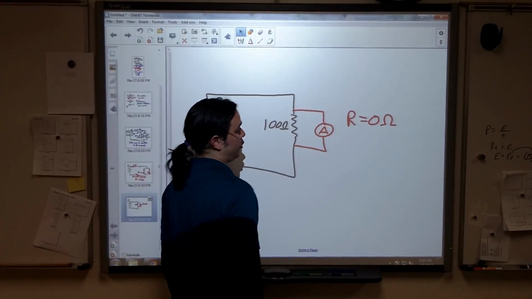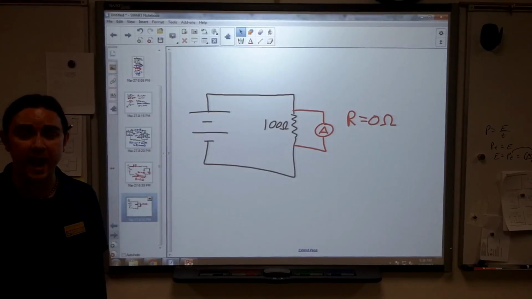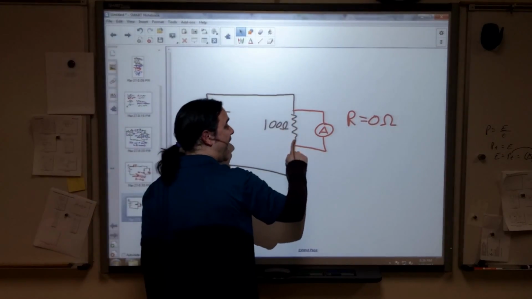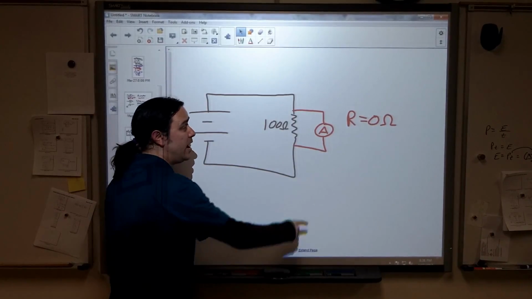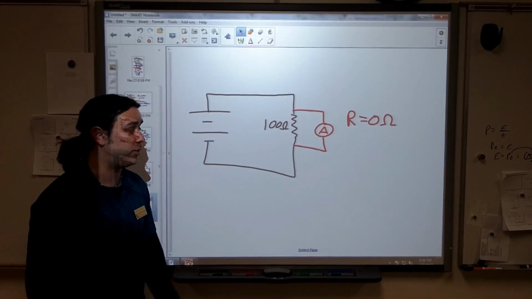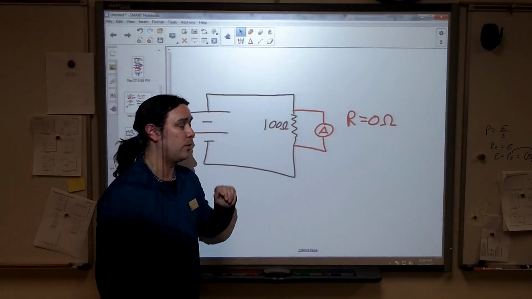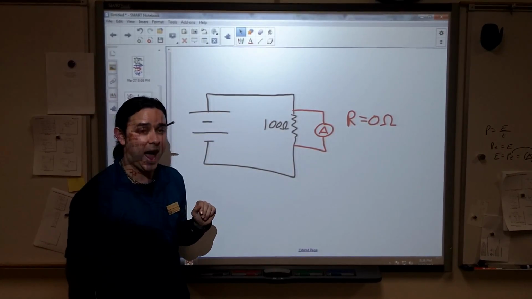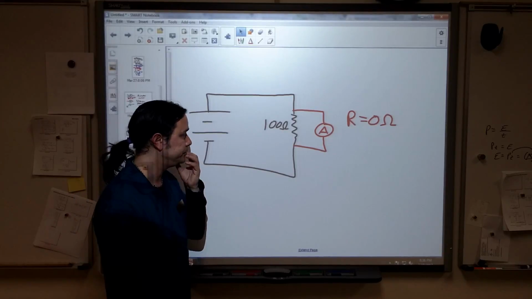You do not ever want to connect an ammeter in parallel because it will actually short out what you're looking at there. And when it tells you the current going through there, that wasn't the current going through that resistor. It's a whole lot more because you've shorted out what you're looking at.